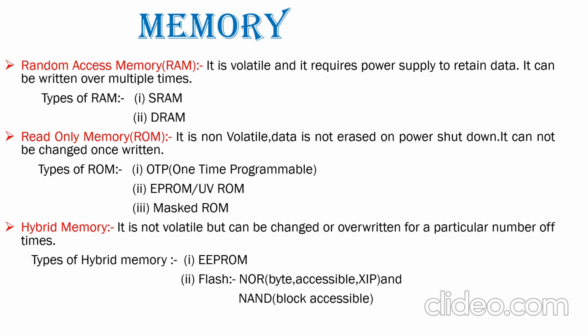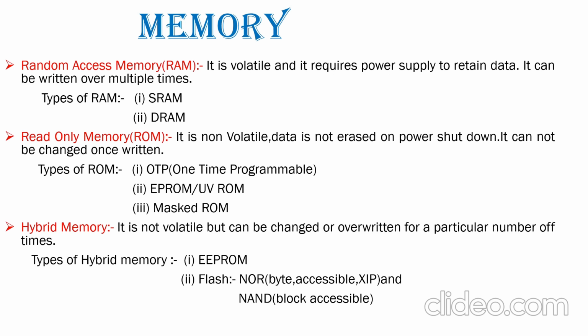Then we have read-only memory. It is non-volatile. Data is not erased on power shut down. It cannot be changed once written. Types of ROM: OTP, one-time programmable, then EEPROM, UV-ROM, then mask ROM.